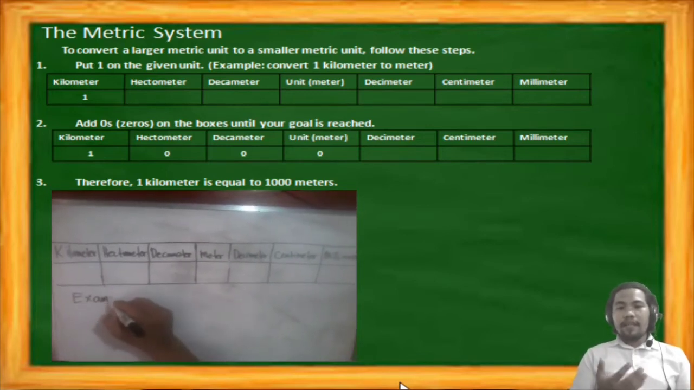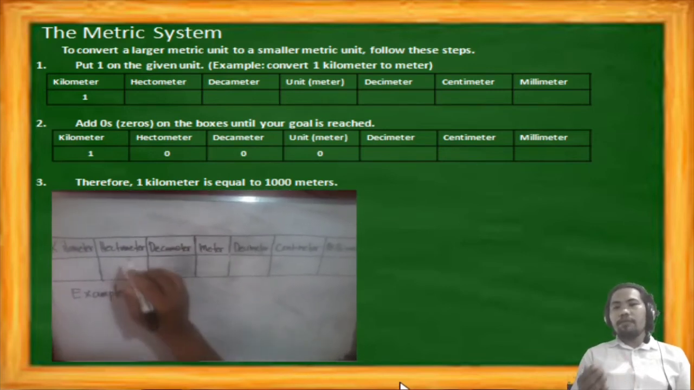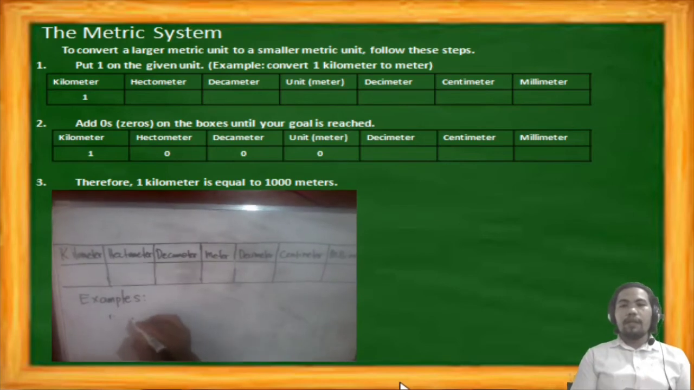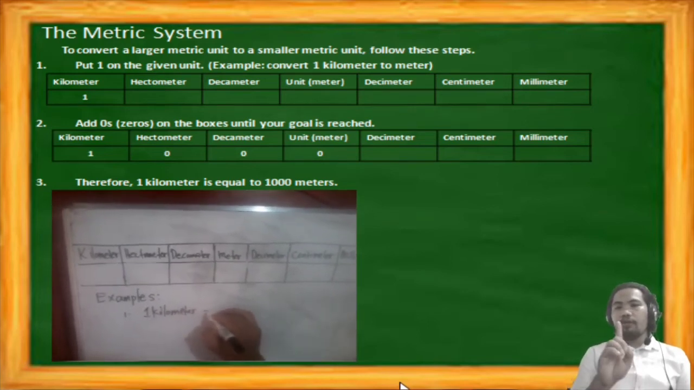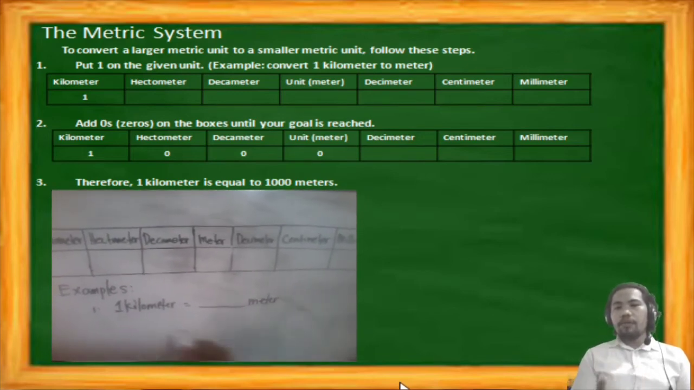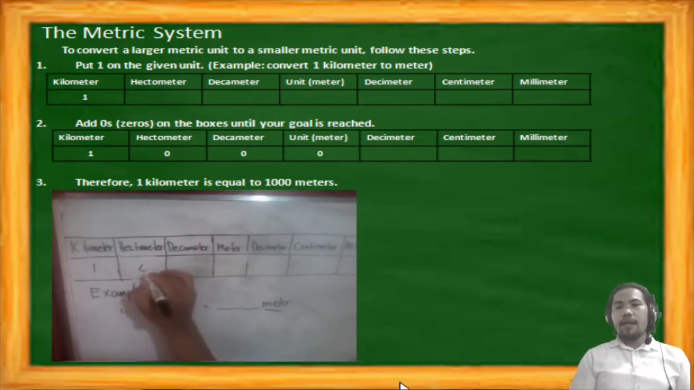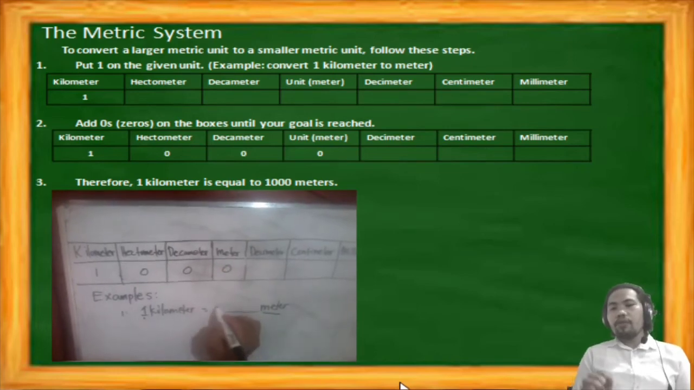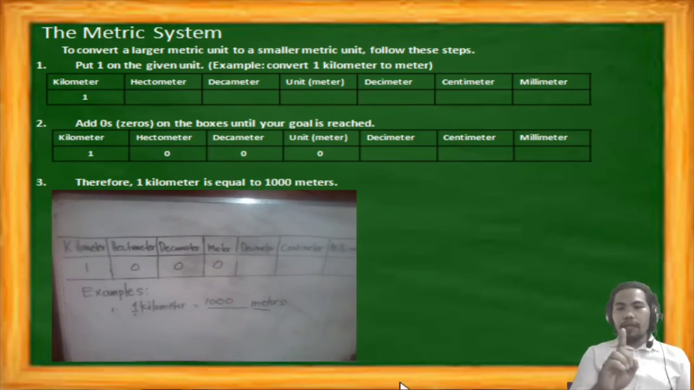Now, let us have this conversion of units. To convert a larger metric unit to a smaller metric unit, all we have to do is to follow these steps. Example, convert 1 kilometer to meter. So all we have to do is to put 1 on the given unit, which is kilometer. Then add zeros on the boxes going to your right until your goal is reached. Therefore, 1 kilometer is equal to 1,000 meters.